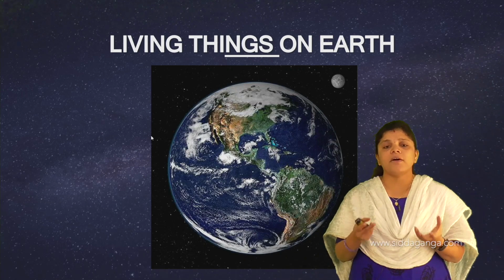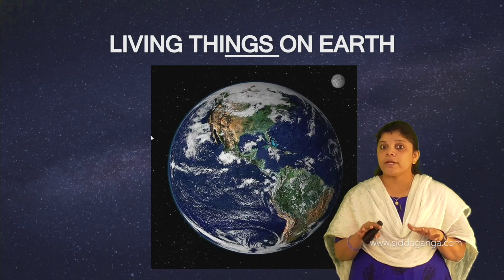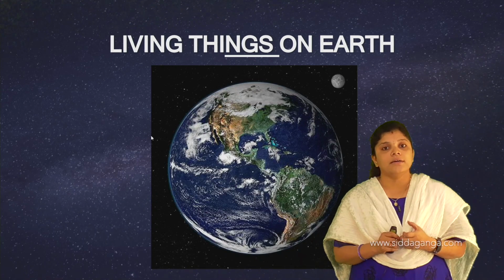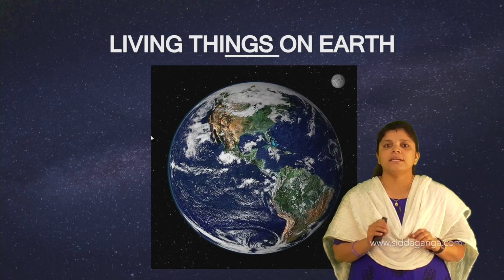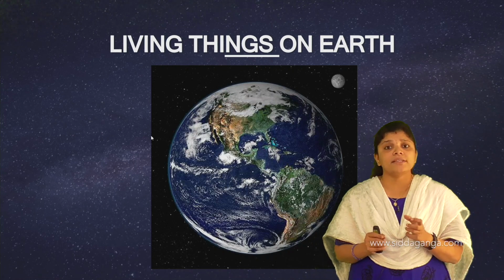These are all things that help life exist on the earth, and the moderate condition is also very useful for life to exist on the earth. Moderate temperature means it's neither cold nor hot. This helps life exist on the earth.